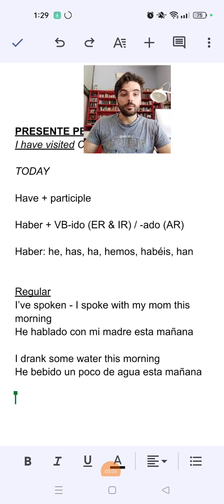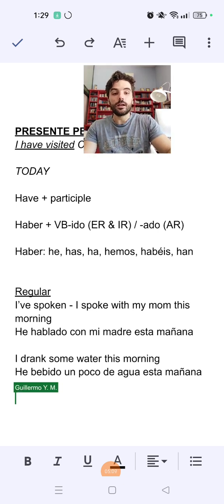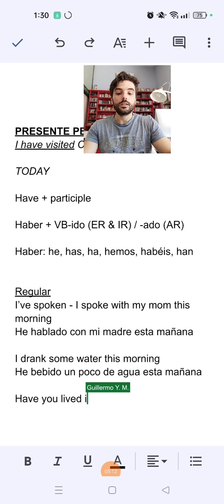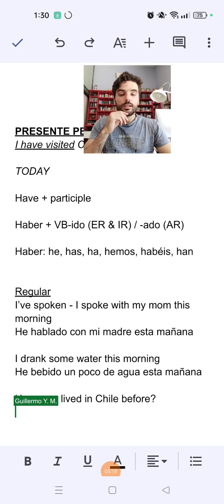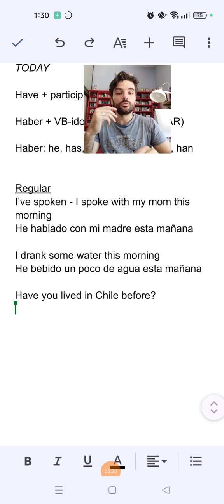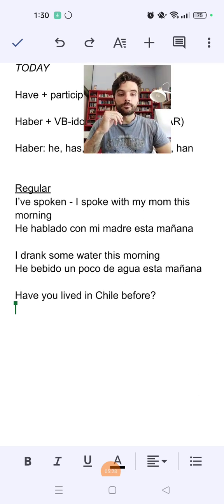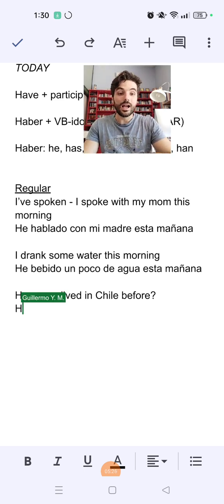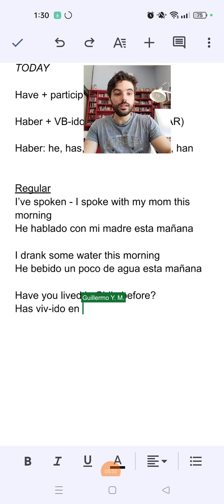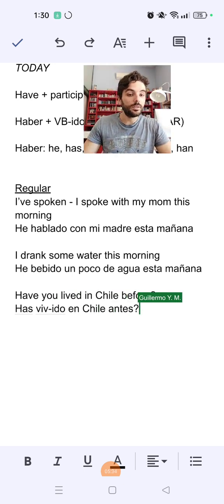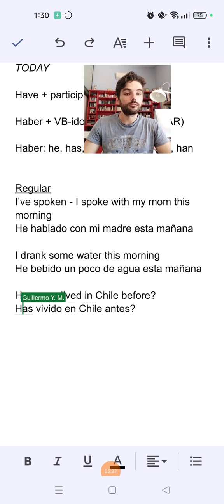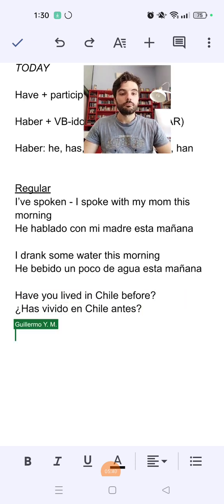The verb speak, the verb drink. For example, have you lived in Chile before? Give yourself some time to answer this, to translate this. Have you lived? So we say, ¿has vivido en Chile antes? ¿Has vivido en Chile antes? Okay. I think it's pretty clear.